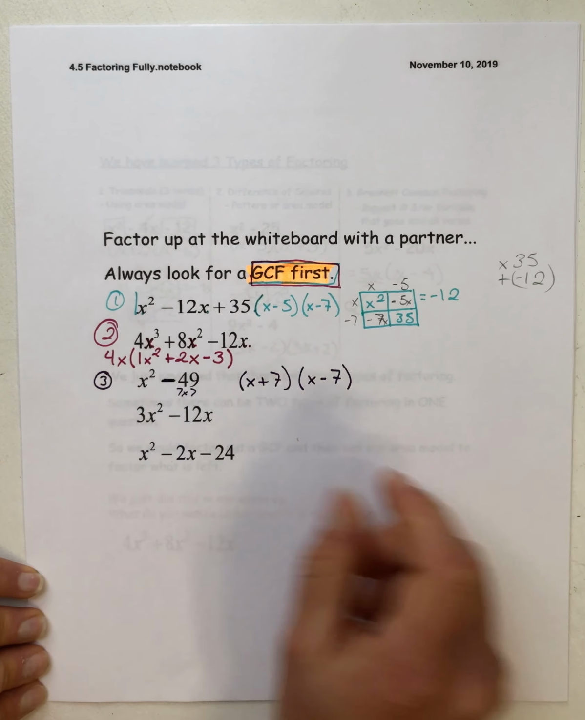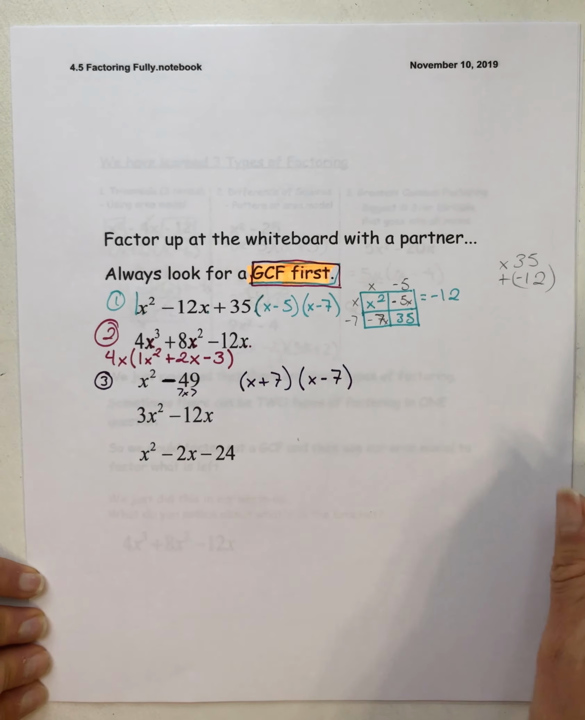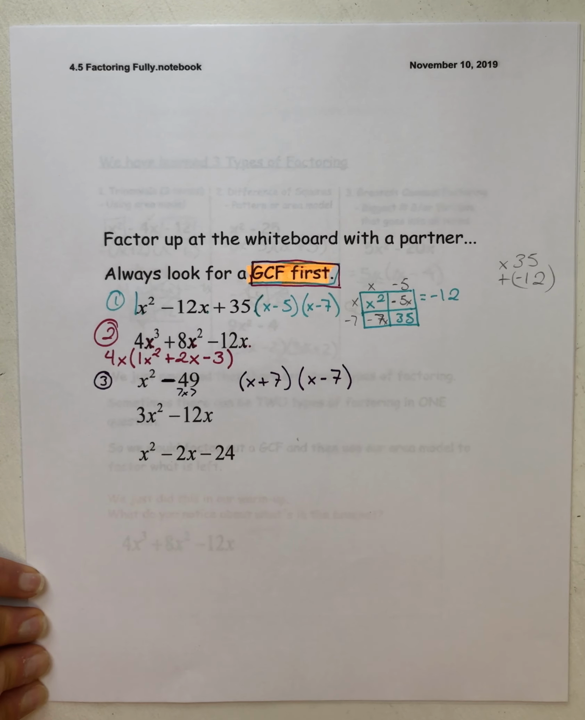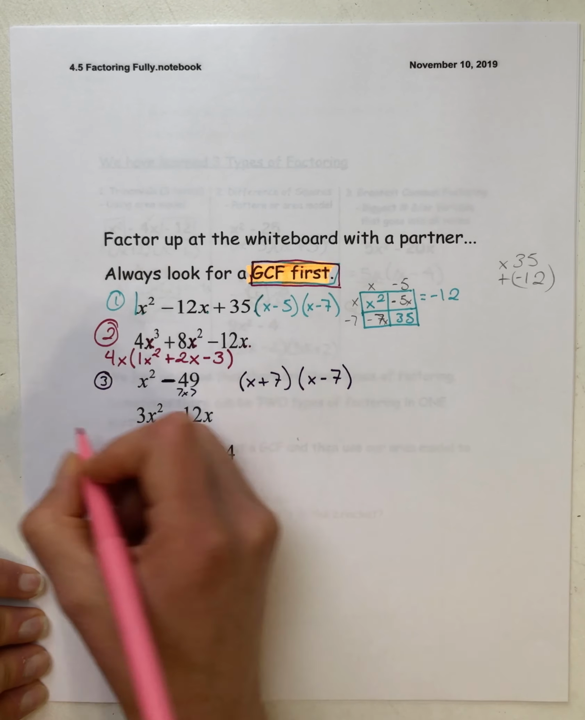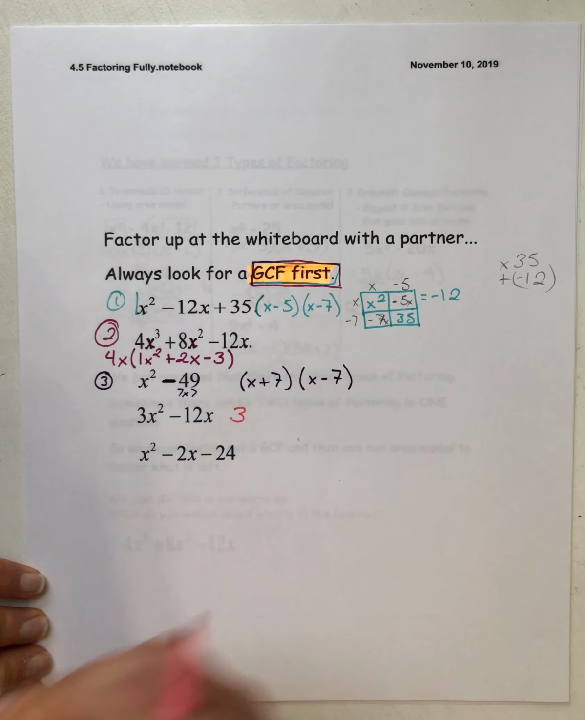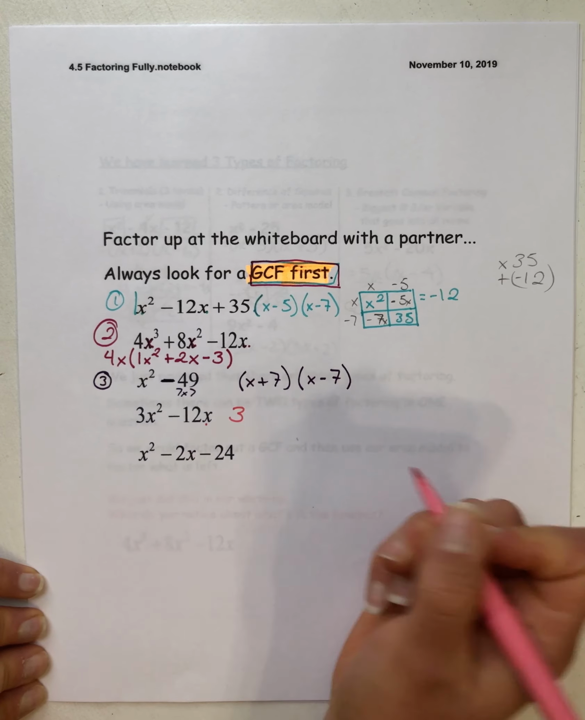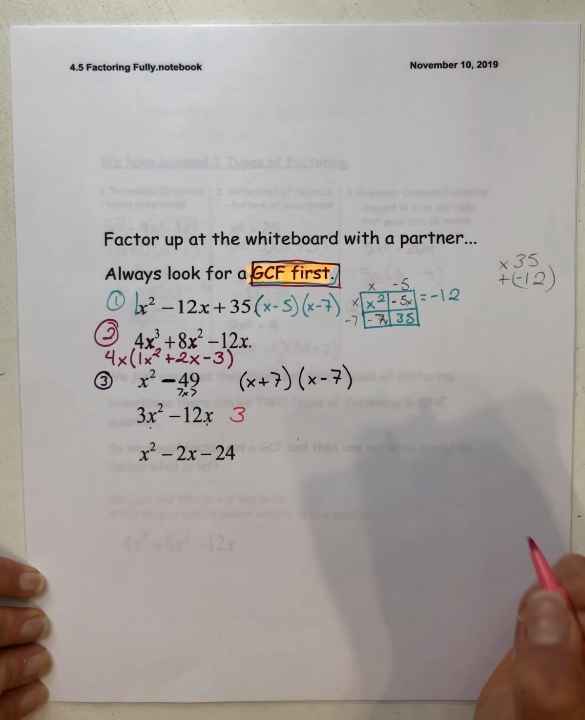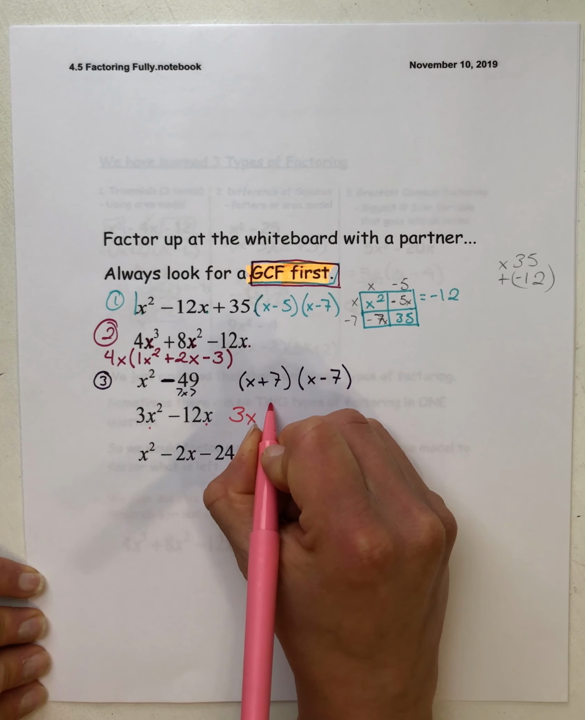So can something be pulled out front here? Yes, something can be pulled out here. Yes, we can pull out 3 because 3 can also go into 12. So when we do that, we can pull out a 3, and 3 divided by 3 is 1. Can we also pull out a variable? So can we pull out an x? Yes, we can, because there's an x in both of these. So we can pull out an x.